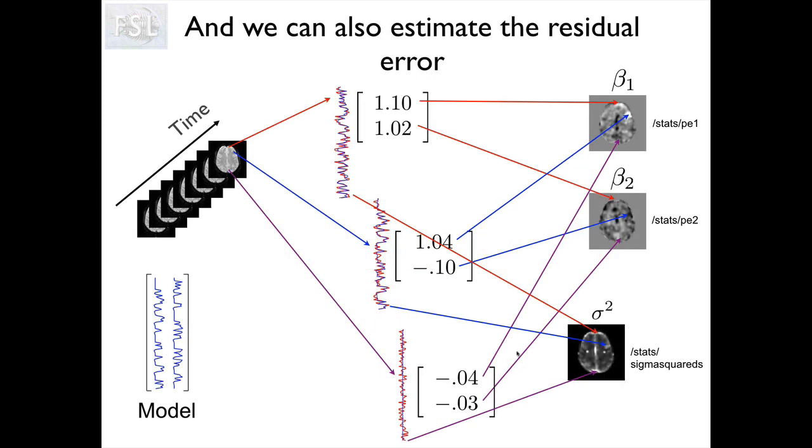And again, we can just have one image where we write in. So what we're doing now is for each and every time series, each and every voxel, we are fitting the model to the data, and we get a beta 1 value, we get a beta 2 value, but we also get an estimate of the residual error, and that residual error is written into a file called /stats/sigma squared. So this is the standard deviation of the error, right?